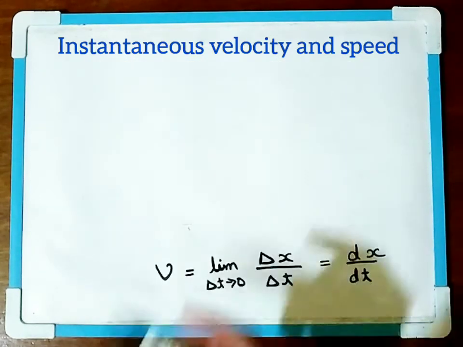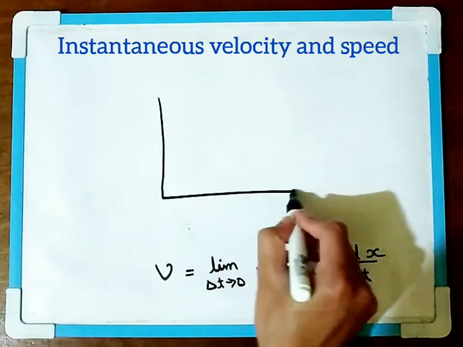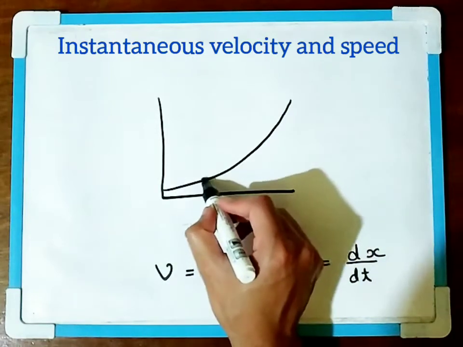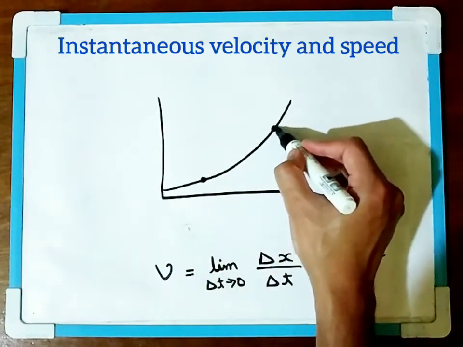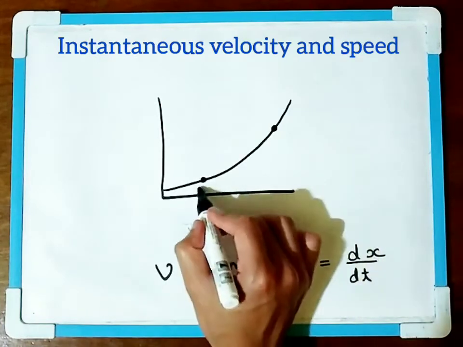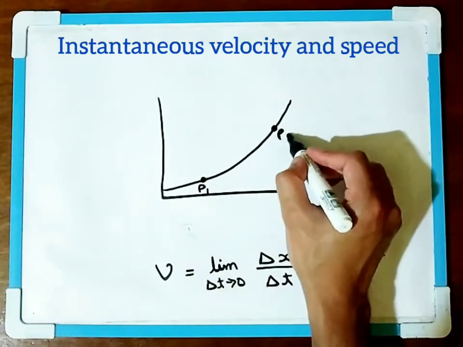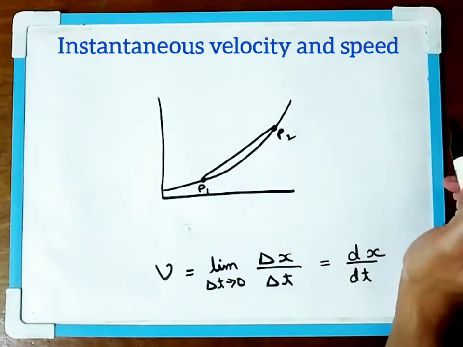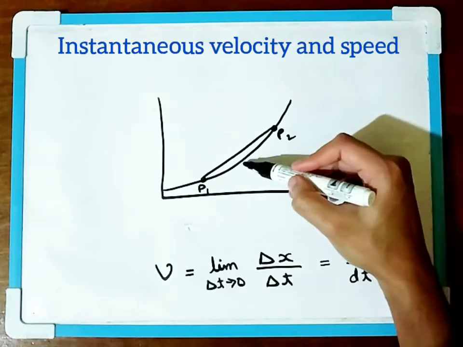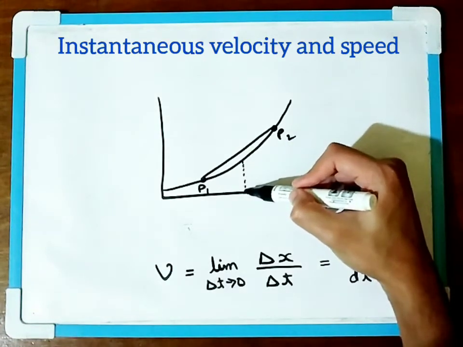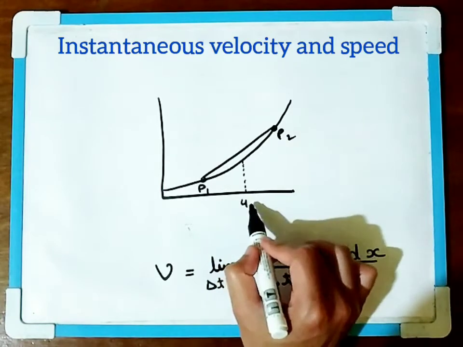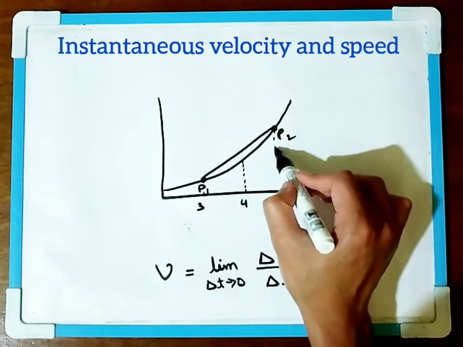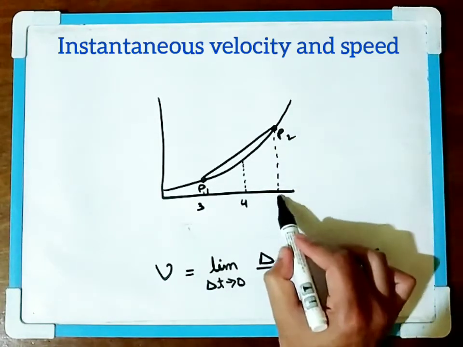Now I'll draw you this graph. So this is the position time graph. These are the 2 points, initial position P1 and P2, the final position. The average velocity can be found out by finding the slope of this line P1 P2. Now to find the velocity at 4 seconds, here this is at 3 seconds, and here this is at 5 seconds.